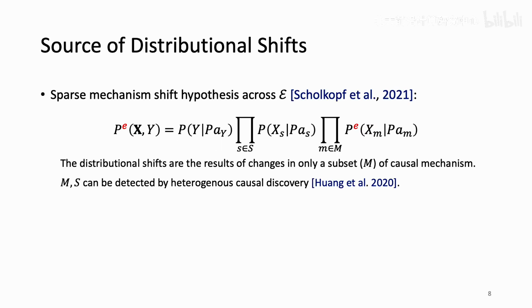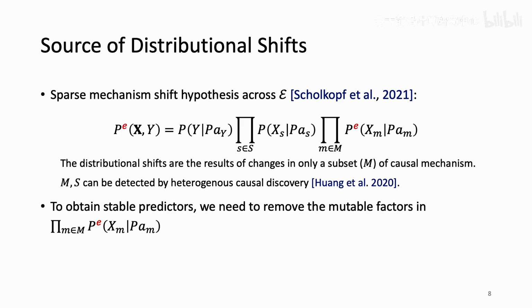Our analysis starts from the sourcing of distributional shifts. We adopt the sparse mechanism shift hypothesis, which states that distributional shifts are the results of changes in only a subset of causal mechanisms. We call this subset with the changed mechanism the mutable set, and that with the unchanged mechanism the stable set. In this regard, to obtain a stable predictor, we need to remove the mutable factors in x_m.